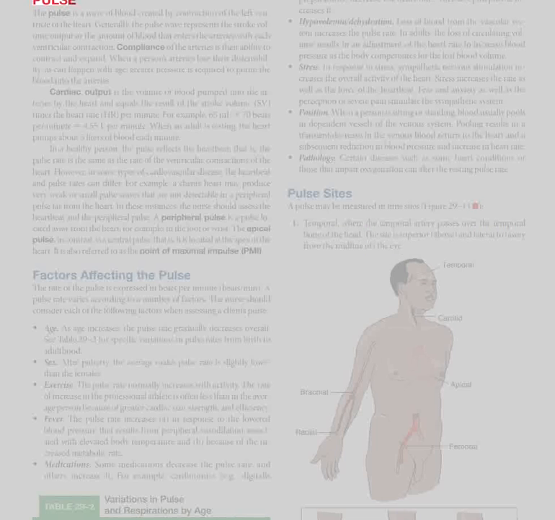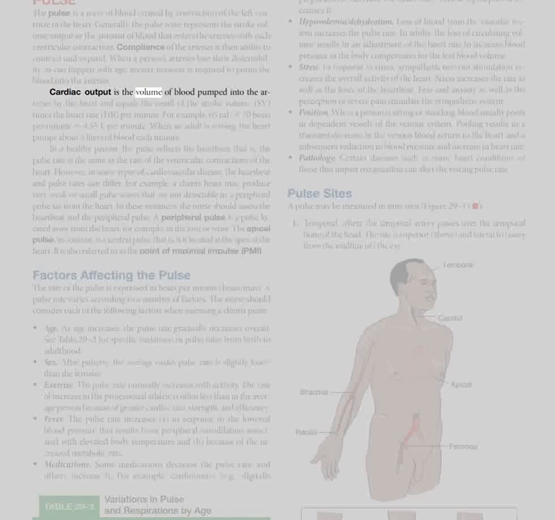Pulse. The pulse is a wave of blood created by contraction of the left ventricle of the heart. Generally, the pulse wave represents the stroke volume output, or the amount of blood that enters the arteries with each ventricular contraction. Compliance of the arteries is their ability to contract and expand. When a person's arteries lose their distensibility, as can happen with age, greater pressure is required to pump the blood into the arteries.